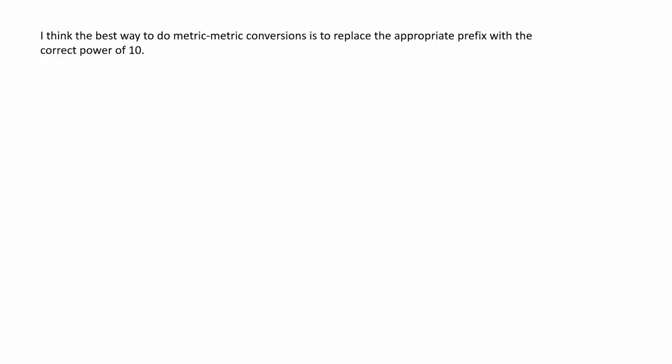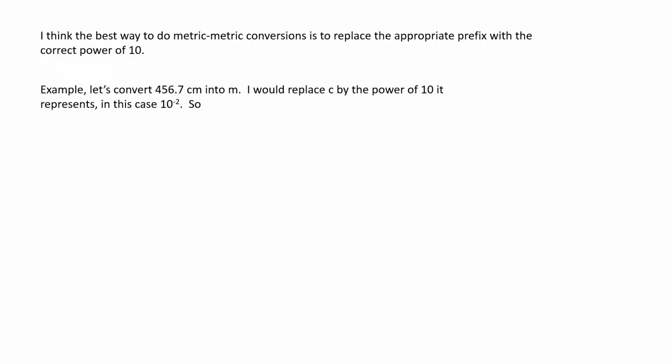I think the best way to do the metric to metric conversions is to replace the appropriate prefix with the correct power of 10. Let's try an example. Let's convert 456.7 centimeters into meters. I would replace the C by the power of 10 it represents, in this case, minus 2. So 456.7 centimeters is equal to 456.7 times 10 to the minus second meters. Moving the decimal places over, or multiplying by 10 to the minus second, I get 4.567 meters.